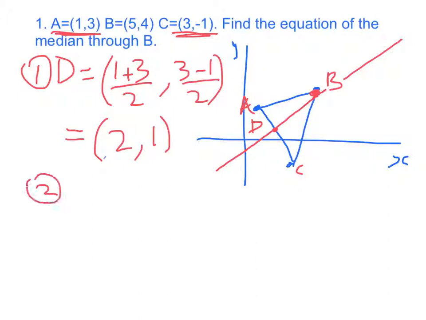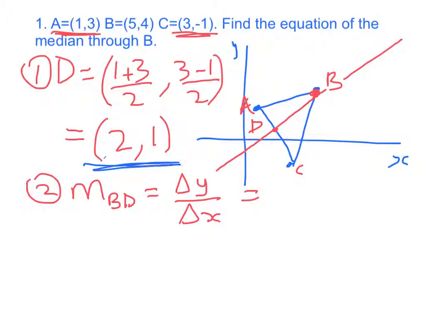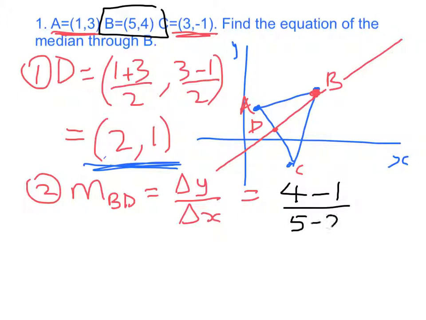Step 2 is to find the gradient of BD. So the gradient is rise over run, or change in y over change in x. So in this case I'm using these 2 points here. So D, (2, 1), and B, up here, (5, 4). So the change in y is 4 minus 1 divided by the change in x, 5 minus 2, which is 3 over 3, or just 1. So that's going to be nice and easy.